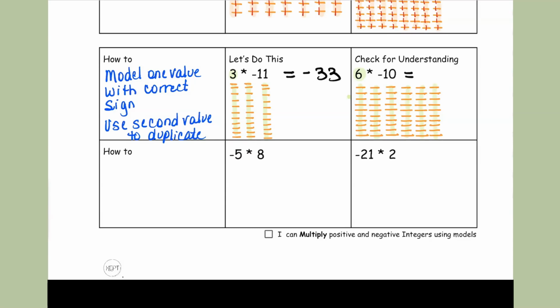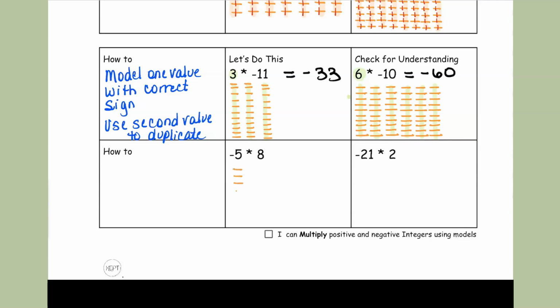So here again, we have a positive times a negative. Those are different. Positive times a negative. That means my answer will be negative. All right, let's jump down here to the bottom. Negative 5 times 8. Now, what are you guys thinking? Are you going to put negatives or positives?